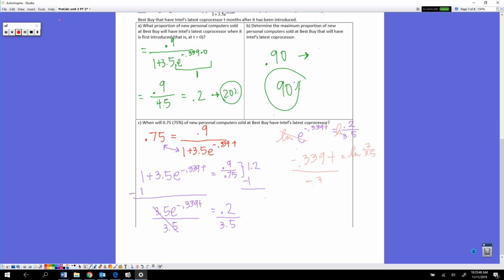Divide both sides by negative 0.339. T equals, so you're putting into your calculator the natural log of 0.2 divided by 3.5, all of that divided by negative 0.339. We're getting our time. This is talking about months. We would get 8.4 months.